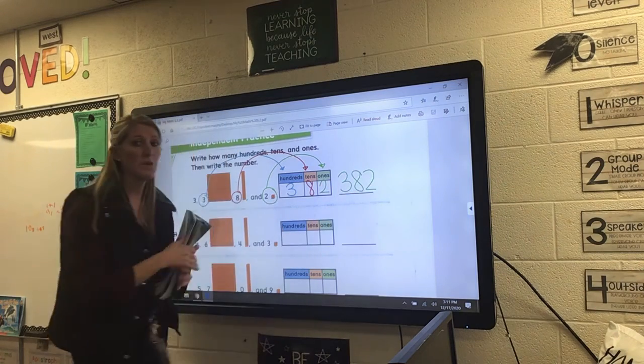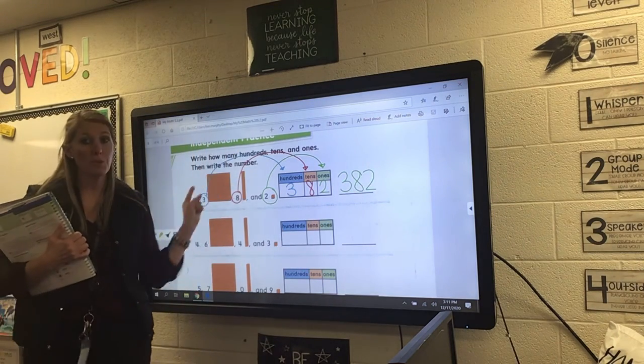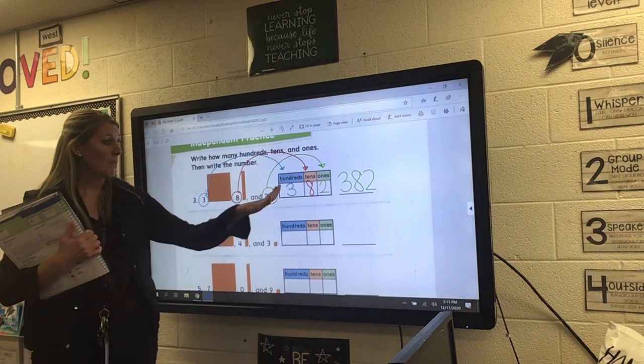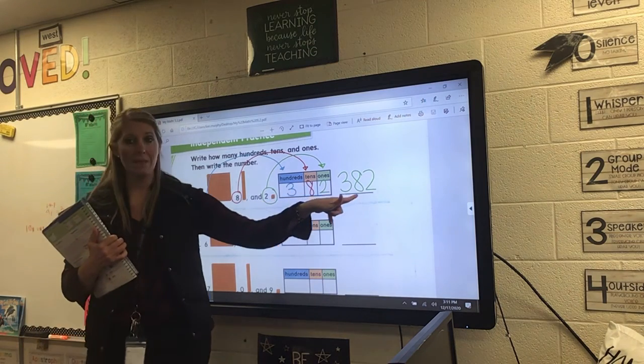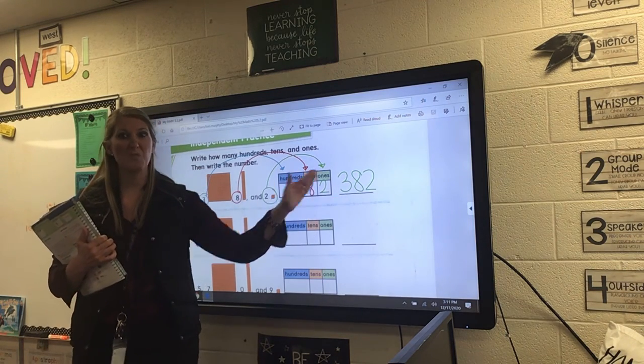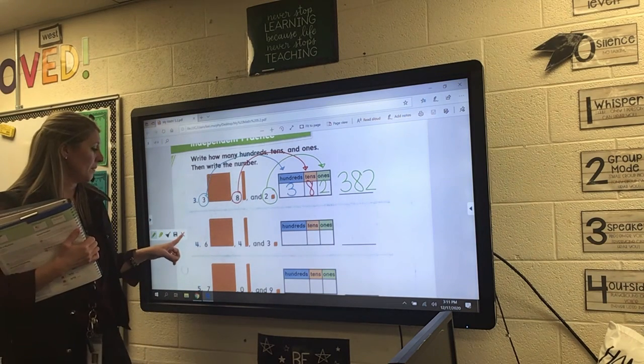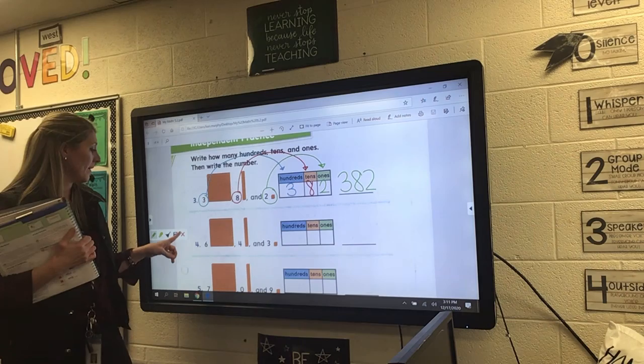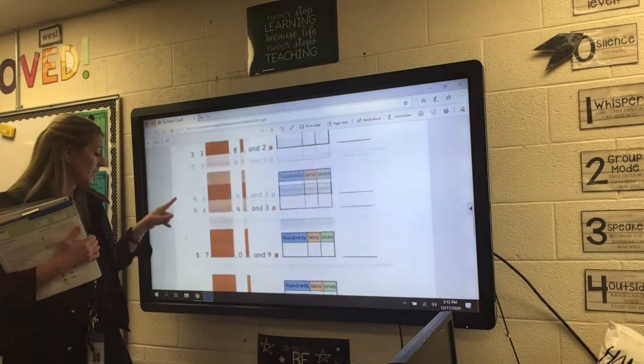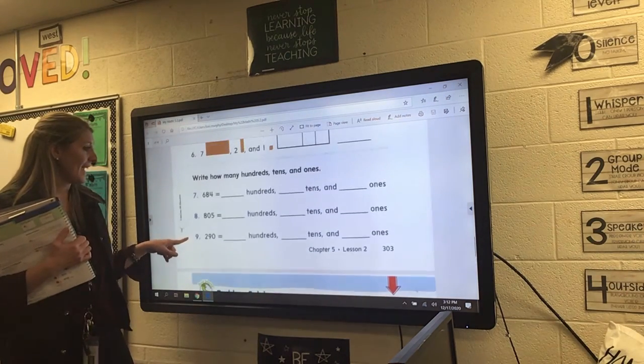382. If you need to draw the arrows to help you, please do that. And then whatever is in place value house goes right there on the line. And then please practice reading that number. Pause the video if you need to catch up. And then I'm going to show you number 7, 8, and 9.